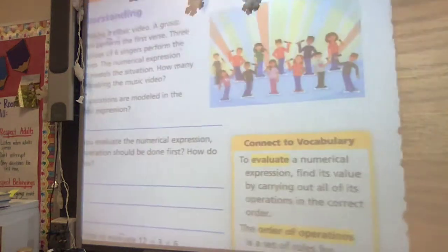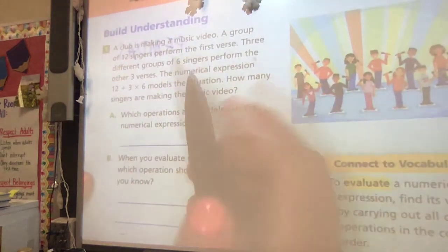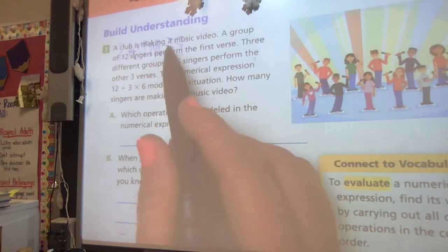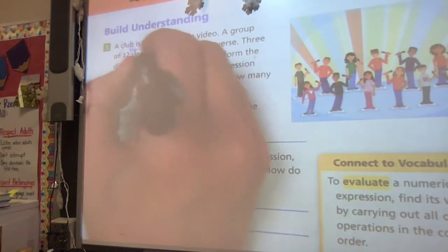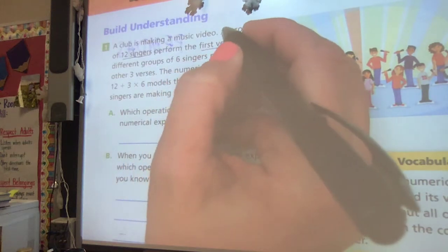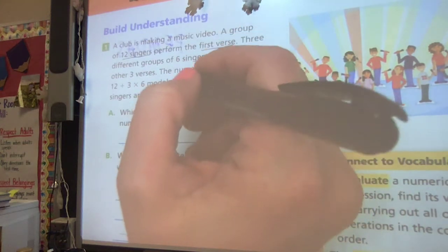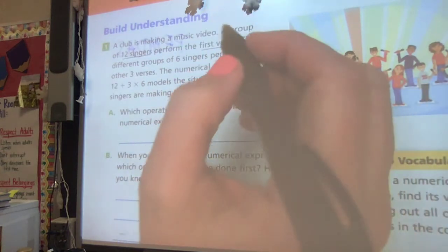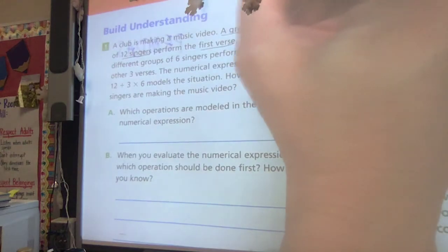Alright, let's look at the back. A club is making a music video. A group of 12 singers performs the first verse. So 12 singers do the first verse. 3 different groups of 6 singers perform the other 3. So a group of 12. So 12 of them do the first.